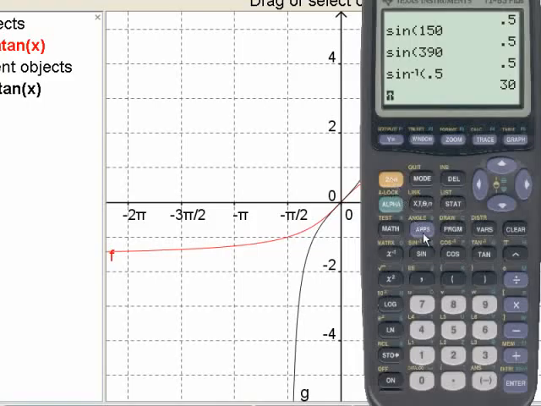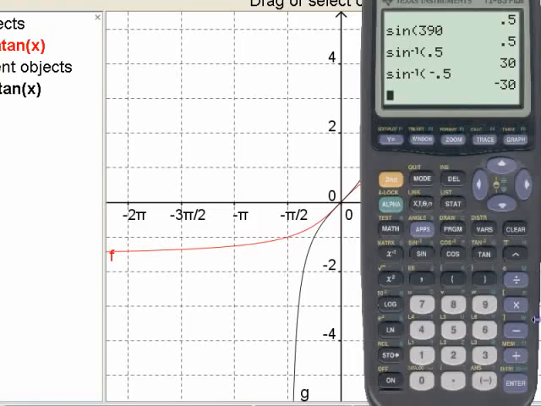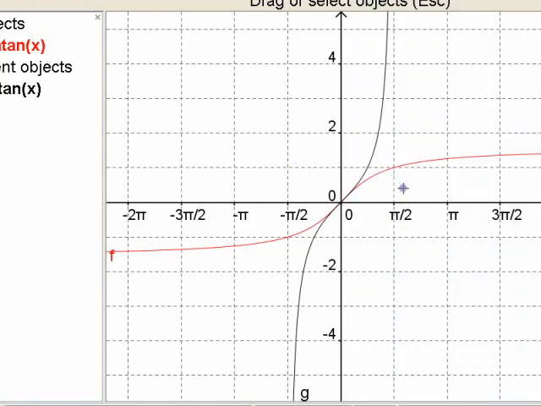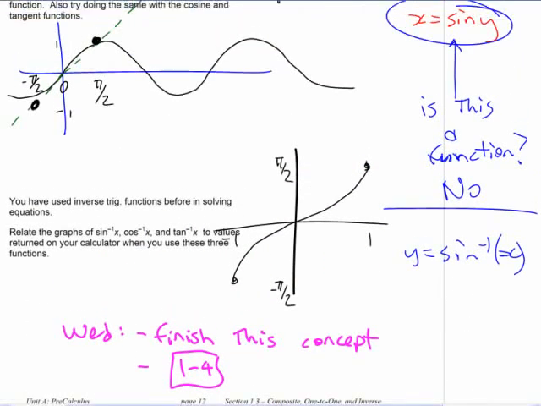If I was to put in sine inverse of negative 0.5, it's going to give me that. It doesn't give you those other ones. It's restricted. All right, so relate that to how your calculator works. I don't know how much there is to write about this over here in your notes. Inverse trig functions are going to come up later.